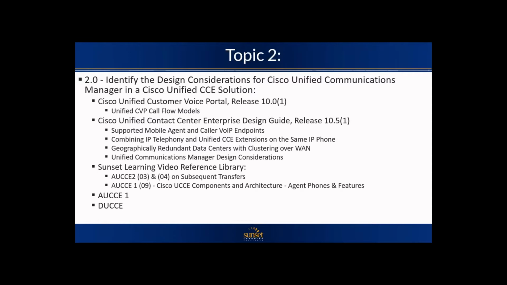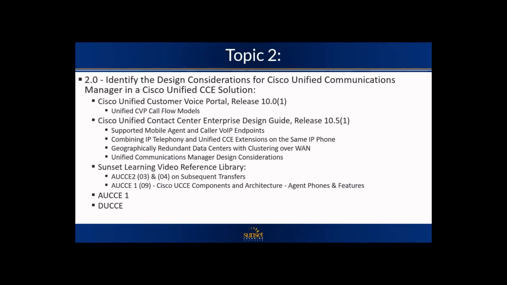There are also quite a few topic areas in the SRND for supported mobile agent and caller VoIP endpoints, as well as combining IP telephony and UCCE extensions on the same IP phone. In the topic list, there are a few subtopics that refer to what you'll need to do for transferring calls from agent to agent, some of the requirements needed to support mobile agents, some of the things that are not allowed or supported with mobile agent, as well as some of the impact regarding multi-line configuration. That tends to be covered in those two topic areas.